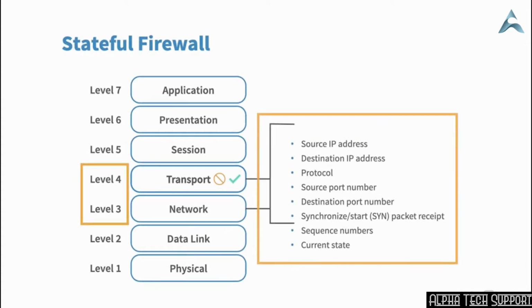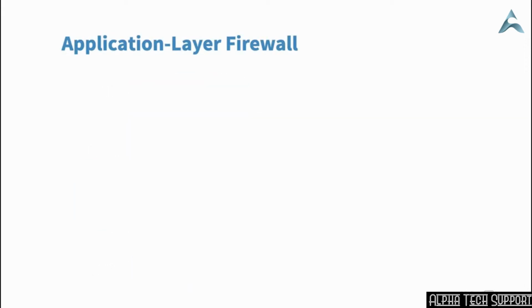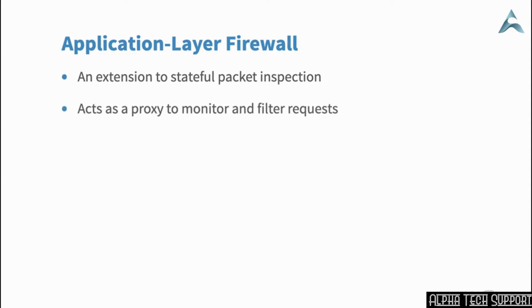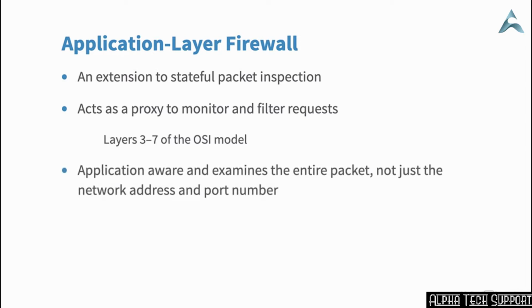Stateful firewalls work at layers 3 and 4 of the OSI model. However, the application layer isn't protected. An application layer firewall is an extension to stateful packet inspection as it acts as a proxy to monitor and filter requests, not only at layers 3 and 4, but layers 5 and 7 of the OSI model. The application layer firewall is application aware and examines the entire packet, not just the network address and port number.